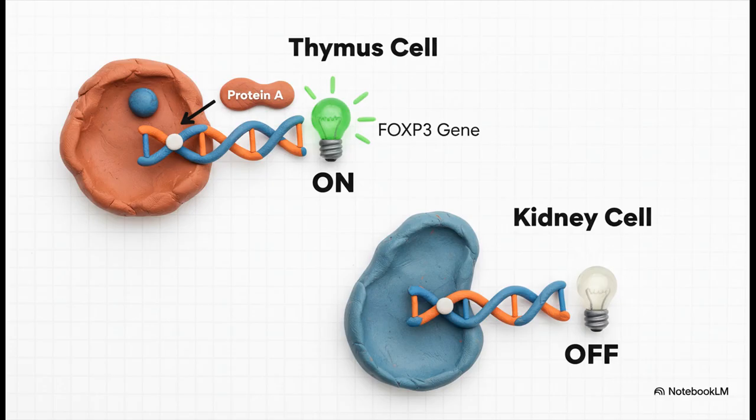The reason FOXP3 is expressed in the thymus is because thymus cells have a specific activating factor, protein A, that binds to a positive regulatory site, element X, in the promoter to turn the gene on. Kidney cells just don't make that specific activator, so the gene stays silent. That's the kind of synthesis that gets you full credit.